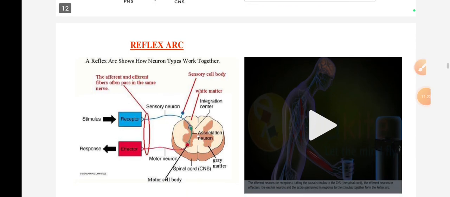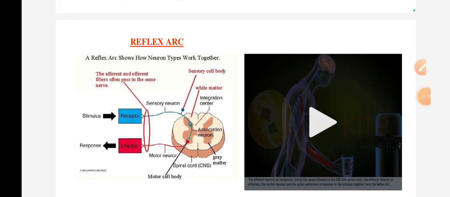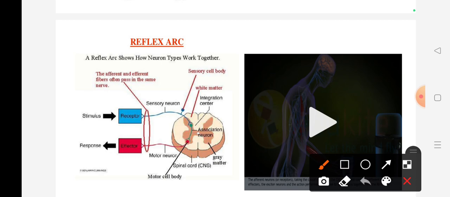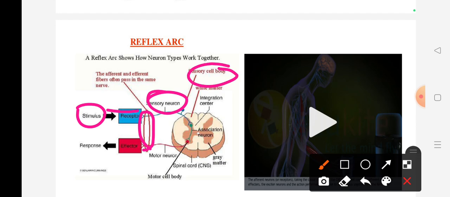Okay, reflex arc. The arc shows how neuron types work together. If you see here, the afferent and efferent fibers often pass in the same nerve. Whenever a stimulus in the environment occurs, it reaches the receptor through the sensory neuron. The sensory neuron has a sensory cell body.